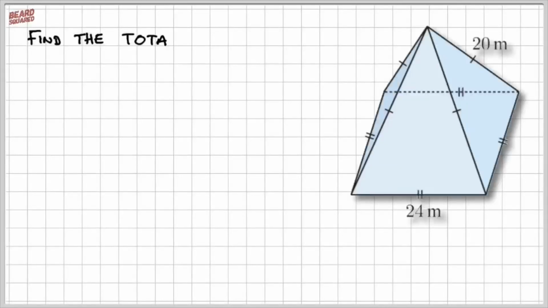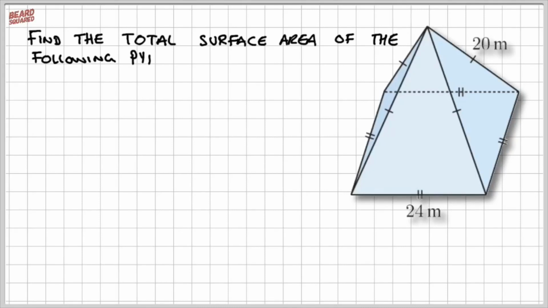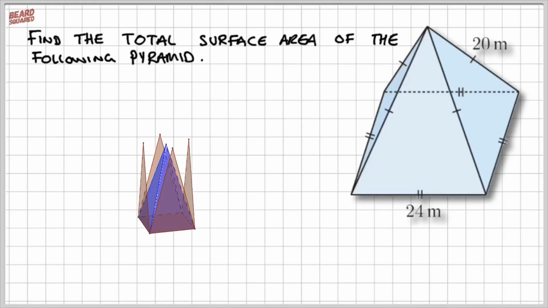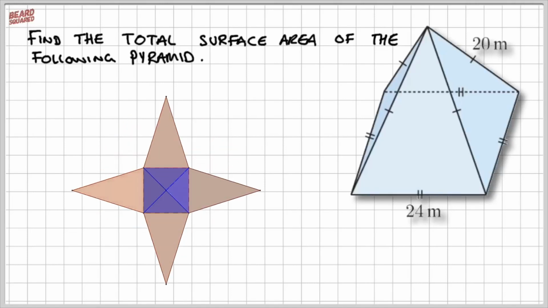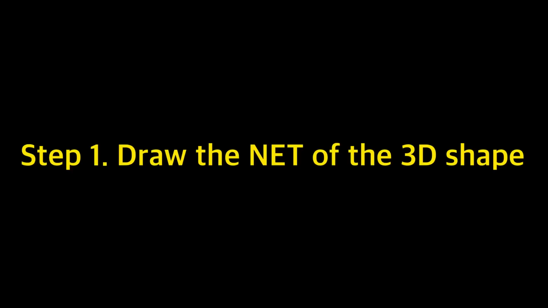Okay, so let's start off by looking at the following pyramid. We're going to find the total surface area of the pyramid. We have a base of 24 meters and we have a slant height of 20 meters. Now, if you can see the floating 3-dimensional pyramid, what we can do is look at the bird's eye view and take the net of the pyramid. Now that's step 1. Step 1 is to take the net of the shape.